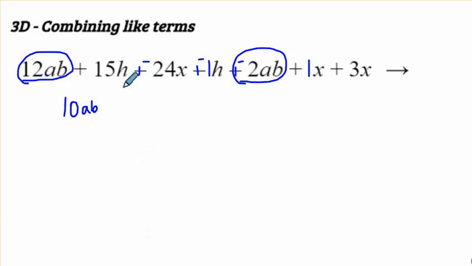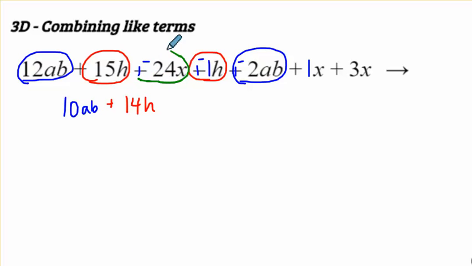All right. I've switched colors. We now are going to 15h and we look and we see another term that's going to go with it, and that looks like it's it. So positive 15h and a negative 1h, the signs are different, so we find the difference, which means to subtract 15 and 1, we get 14h, and it's going to be positive because 15 wins the battle.